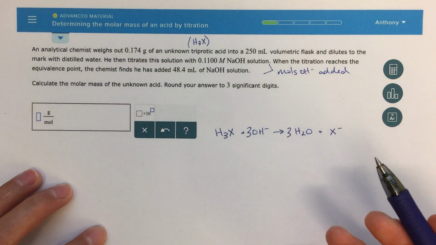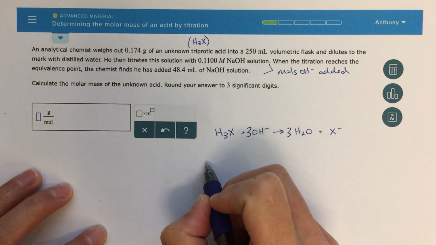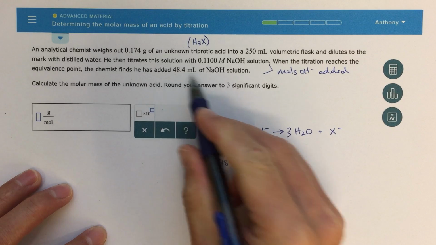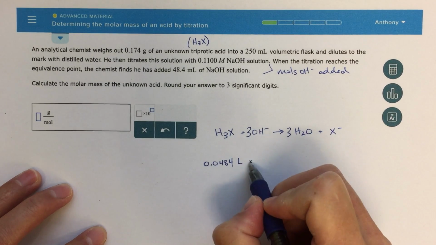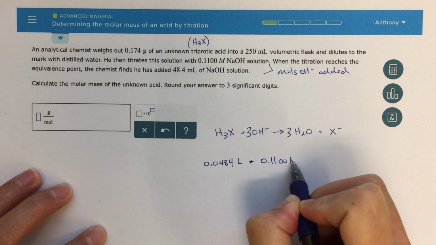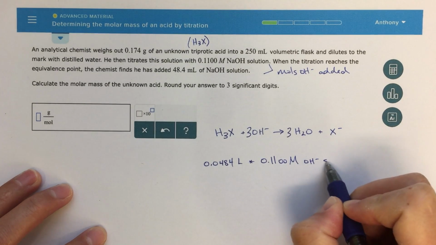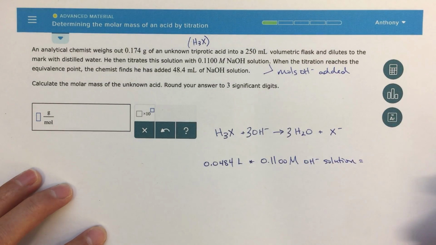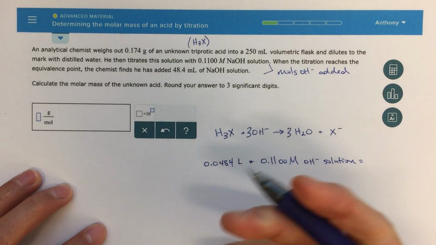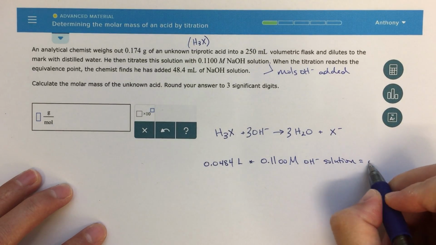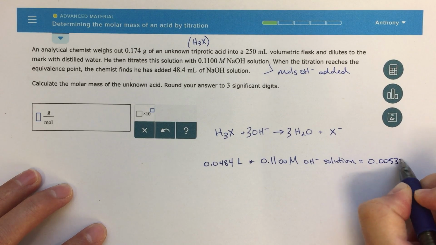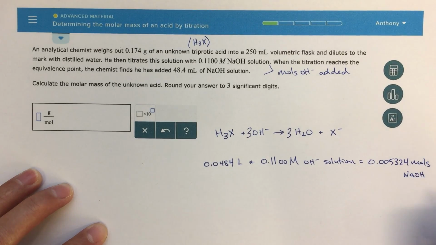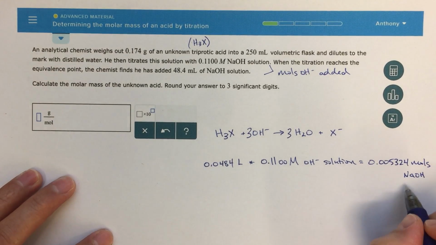And then from this point, now I can find my moles of OH minus added. So that's going to look like this, 0.0484 liters, converting 48.4 milliliters to liters, times my 0.1100 molar OH minus solution. Again, I'm leaving out the sodium because I know that that's just a spectator ion in this case. Sodium's always going to be dissolved, it's always going to be soluble, it's always going to be a spectator. That gives 0.005324 moles of NaOH. Now I changed my mind and put sodium there, but really this is just OH minus.